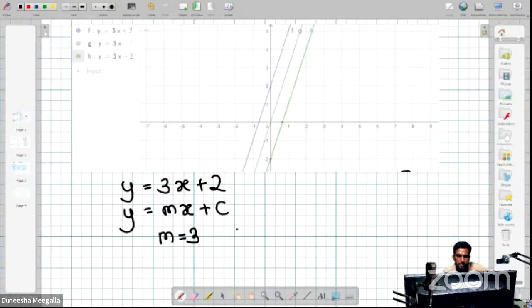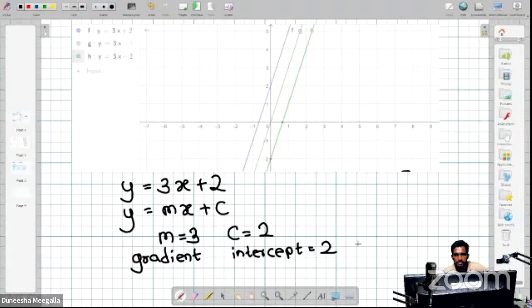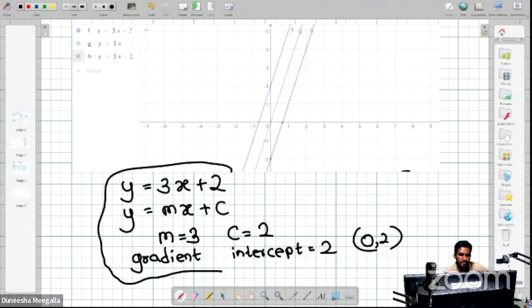Then what is the intercept? We call it c. What is c? c is 2. Gradient is 3. What is the intercept point? The intercept point is (0, 2), isn't it? Okay. Write this down.